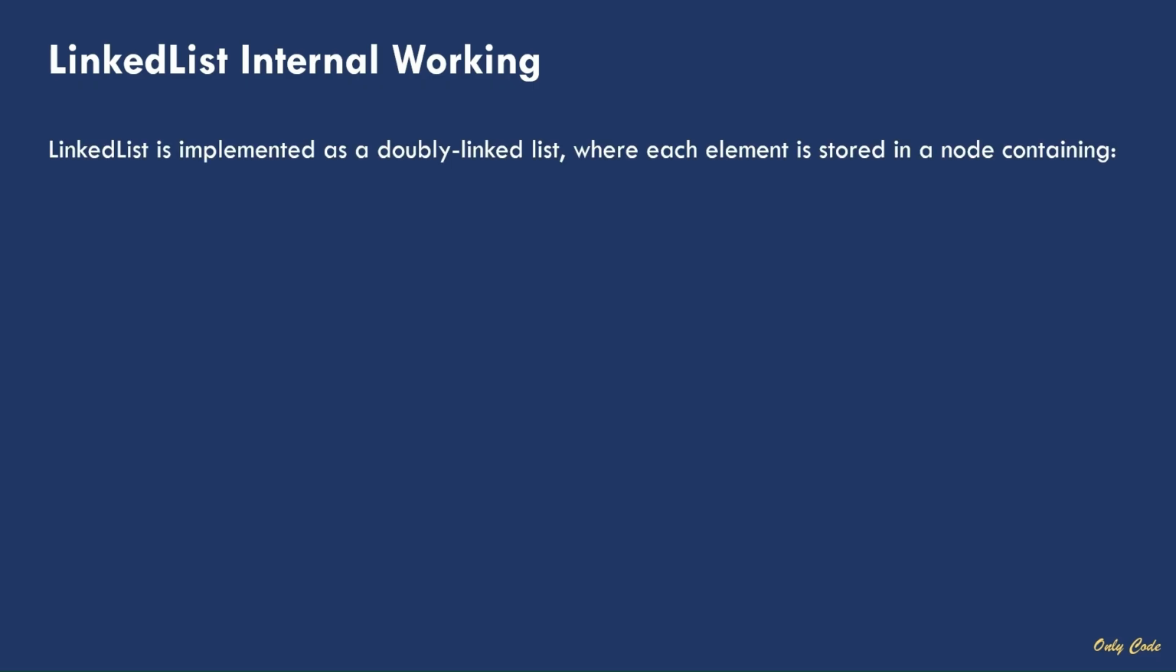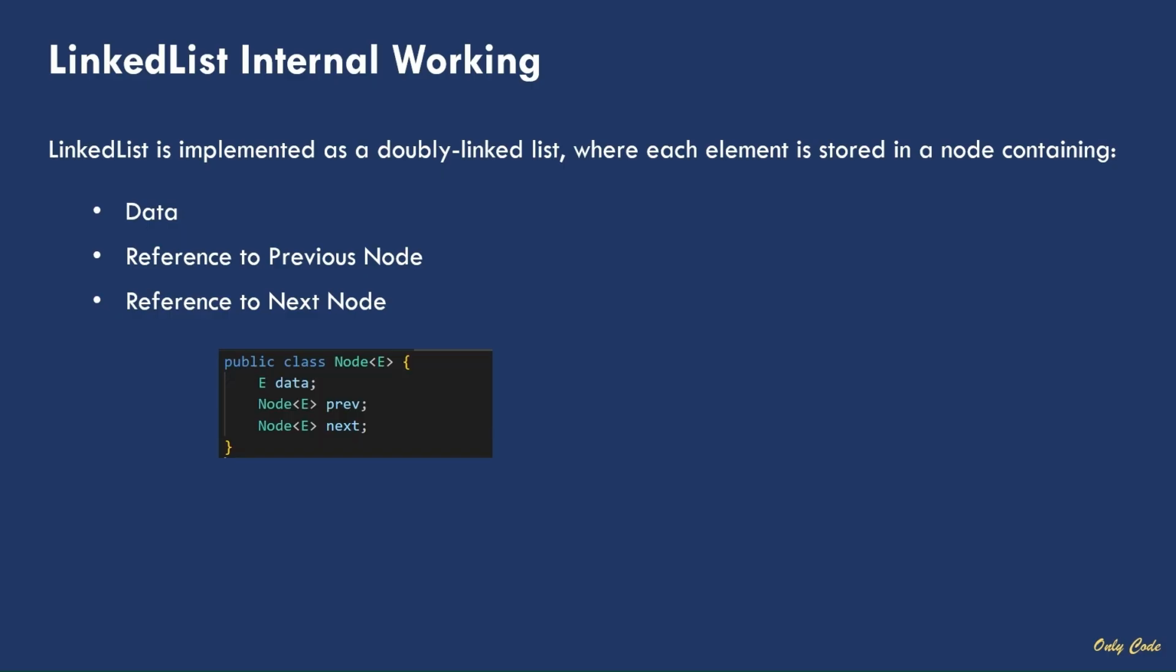Now, let's take a look at the internal working of a linked list in Java. As mentioned earlier, linked list is implemented as a doubly linked list, and that means each element in the list is actually stored inside a node. Every node contains three things: the actual data, a reference to the previous node, and a reference to the next node. Here is what a typical node looks like in Java. This is the diagrammatical representation of the same.